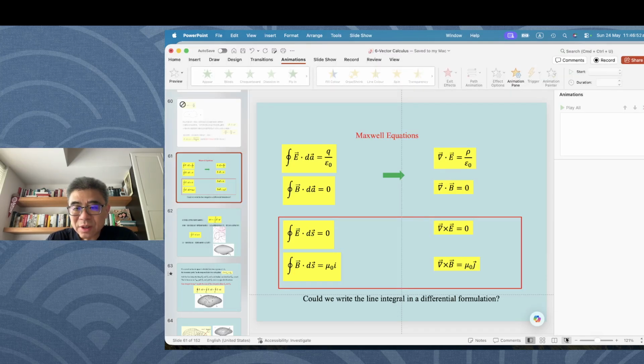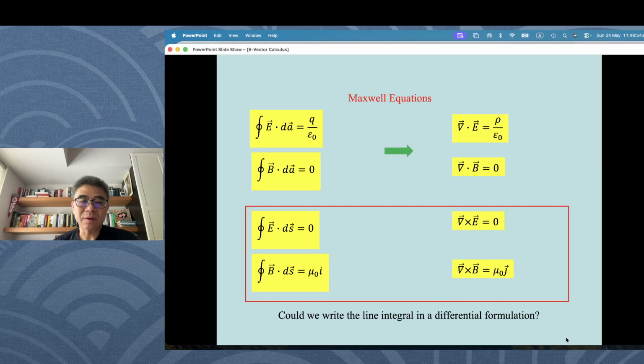Okay, so now this is the third section of our class, the final class of our semester. In the first section, we finished converting the integral Gauss's law into the differential formulation. Now we'll proceed to convert the other two of the Maxwell equations, the third and the fourth one. They are related to the line integral of the electric field and magnetic field respectively.